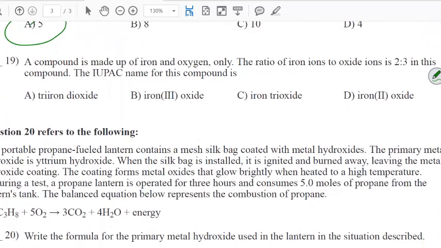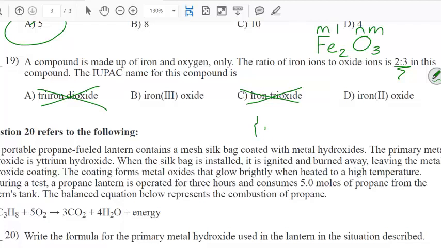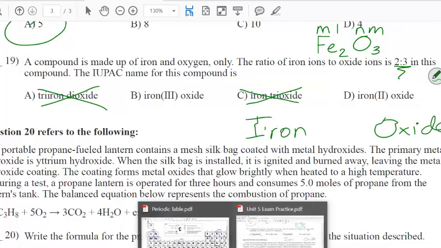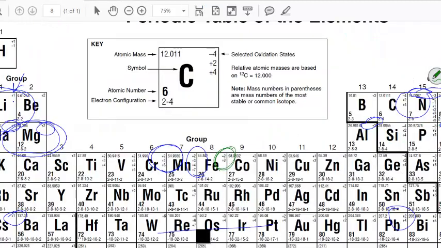All right. A compound is made up of iron and oxygen only. The ratio of iron to oxygen ions is 2 to 3. What is the name of this compound? So if the ratio of iron to oxygen is 2 to 3, that means the subscripts are 2 and 3. So we don't use prefixes, so we can get rid of that. We don't use prefixes because this is a metal and it's a nonmetal. We only use the prefixes when it's nonmetal to nonmetal. And we know it needs Roman numerals because the only choices that are left have Roman numerals. But again, the reason it needs Roman numerals is because iron has more than one charge in its box.